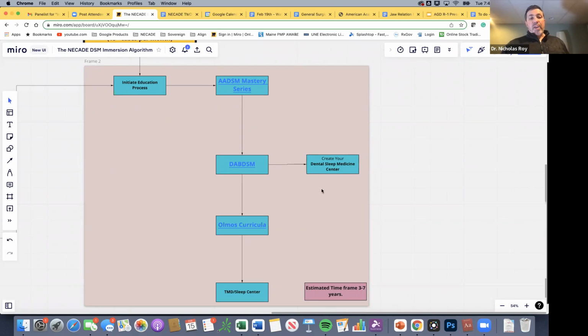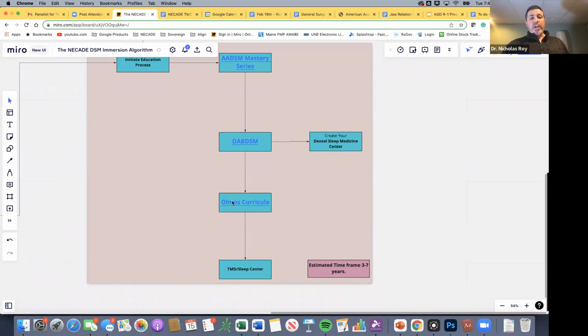Now, let's just say you do that and you love what you do, then you can move on to the Olmos curricula. Dr. Stephen Olmos, we're going to see a little bit of him later. He took the world of dental sleep medicine and combined it with TMD. Probably one of the more brilliant minds in dentistry. He put together some of the most amazing out of left field content you're ever going to see within the profession. And it's absolutely amazing.